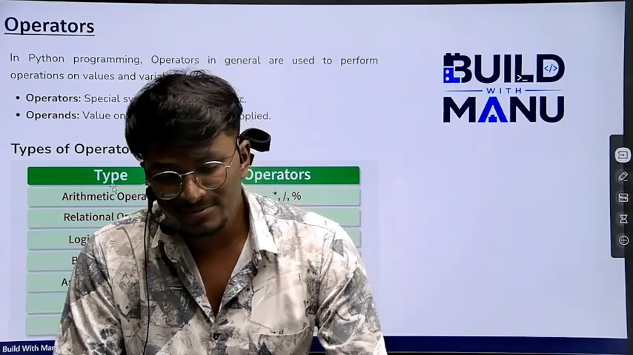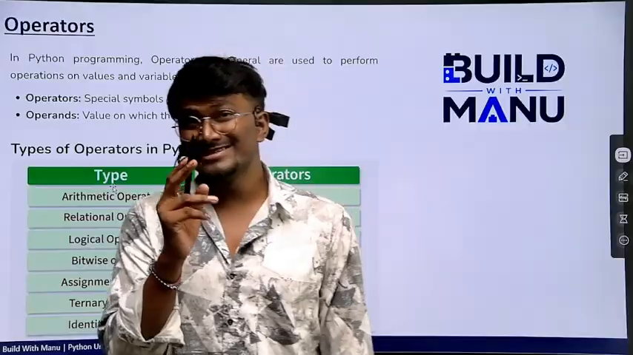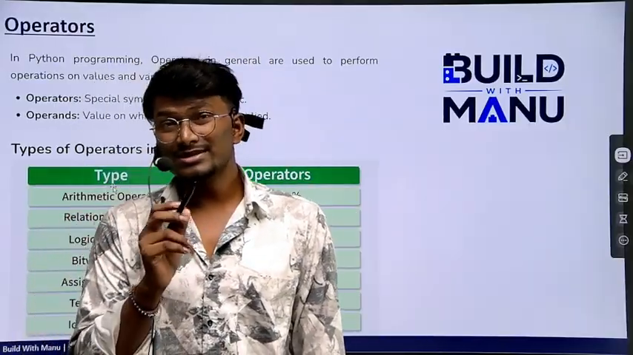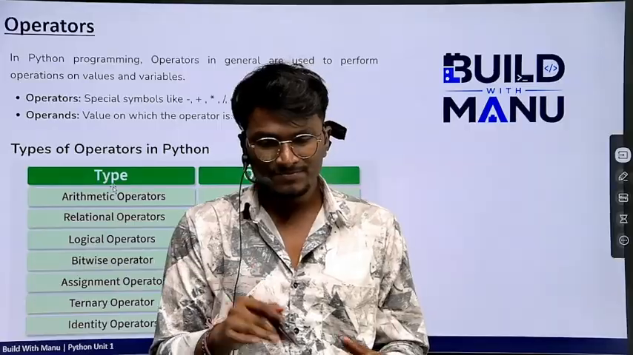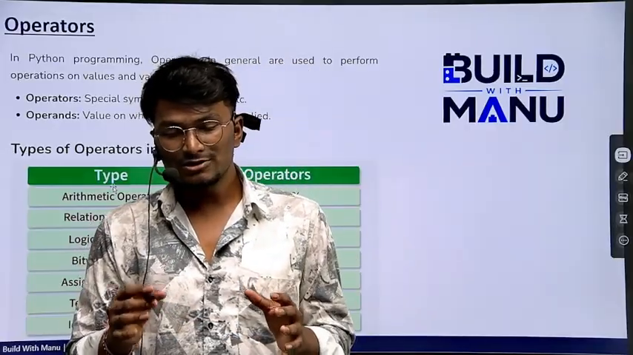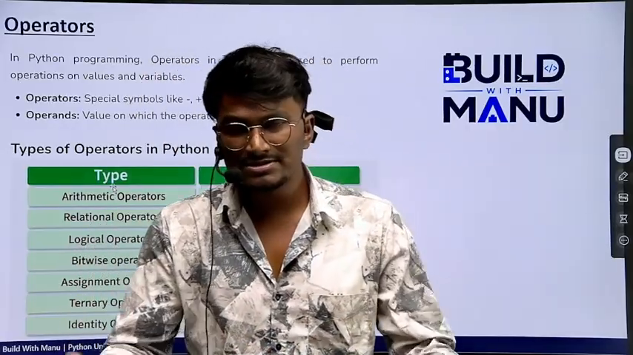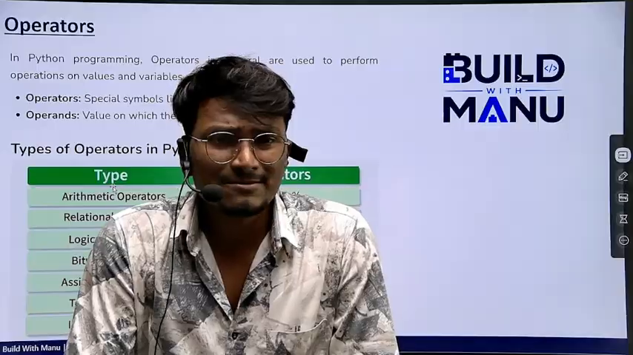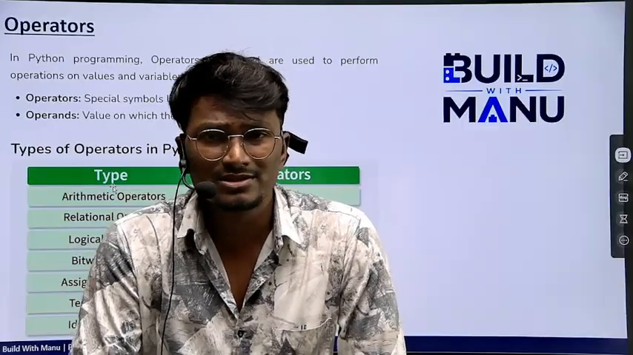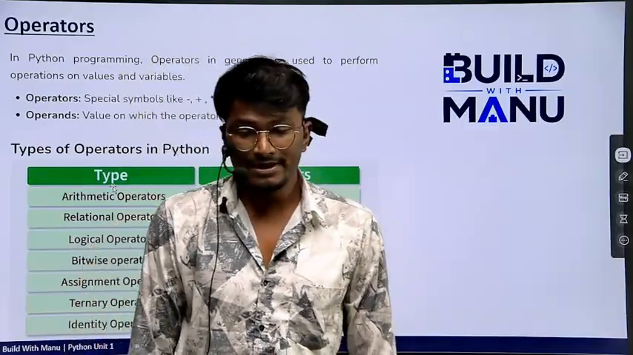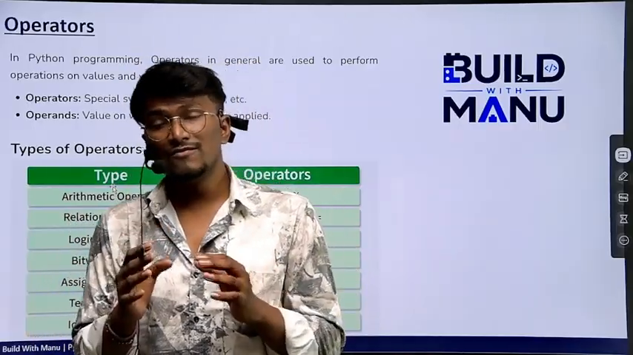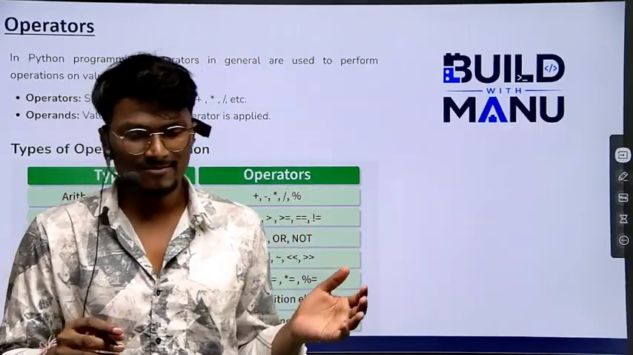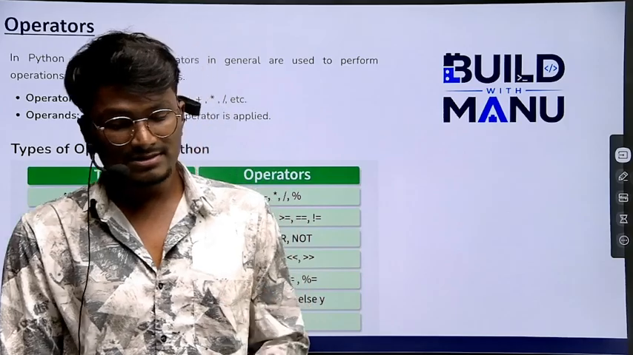There is one question that teachers always make confusing: what is the difference between operators and operands? If it's operators, it means symbols, that's it. Answer them like this: operators are the symbols like plus, minus, and all those things. And what are operands? The values on which operators are applied.